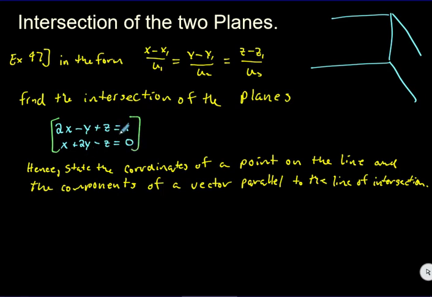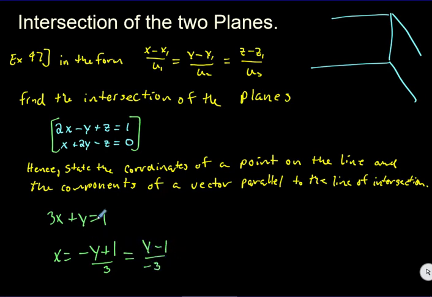I can just add these two. I have equations of planes here. I can add them together, and look what I get: 3x + y = 1. So that means I know that x is equal to (-y + 1)/3, because I want to write it in this form, or better yet, I would write that as (y - 1)/-3.